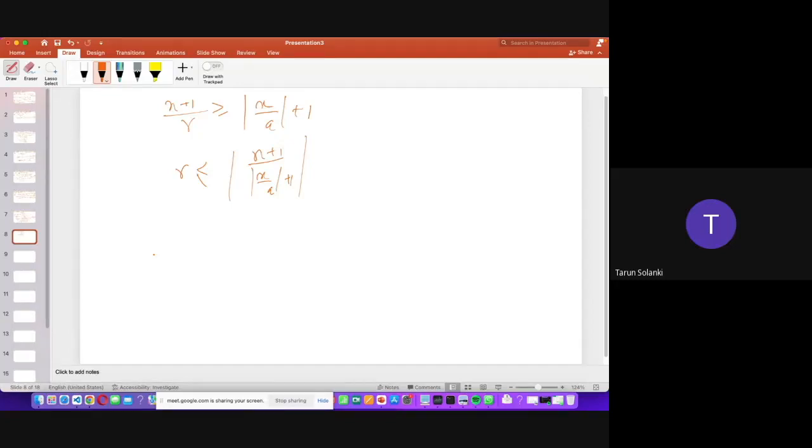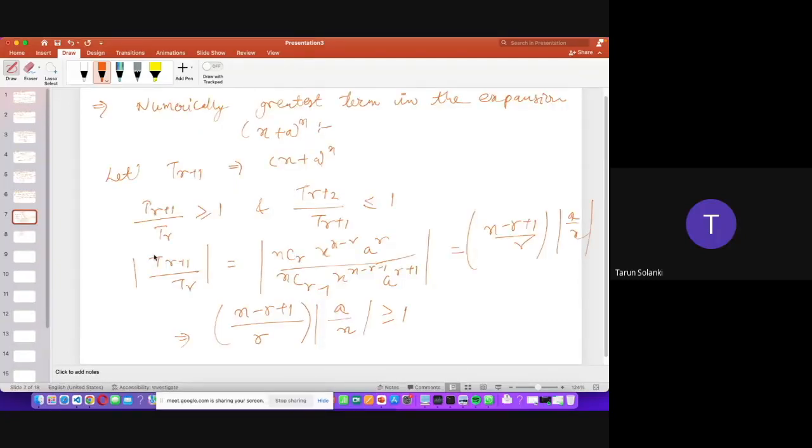So if we talk about the algorithm, first you need to calculate this last step, and you can call it k, some constant. If k is an integer, then T(k) and T(k+1) are the numerically greatest terms. If k is not an integer, let m be its integral part, then T(m+1) is the numerically greatest term. Okay, so first you can copy this, then we'll look at one example.